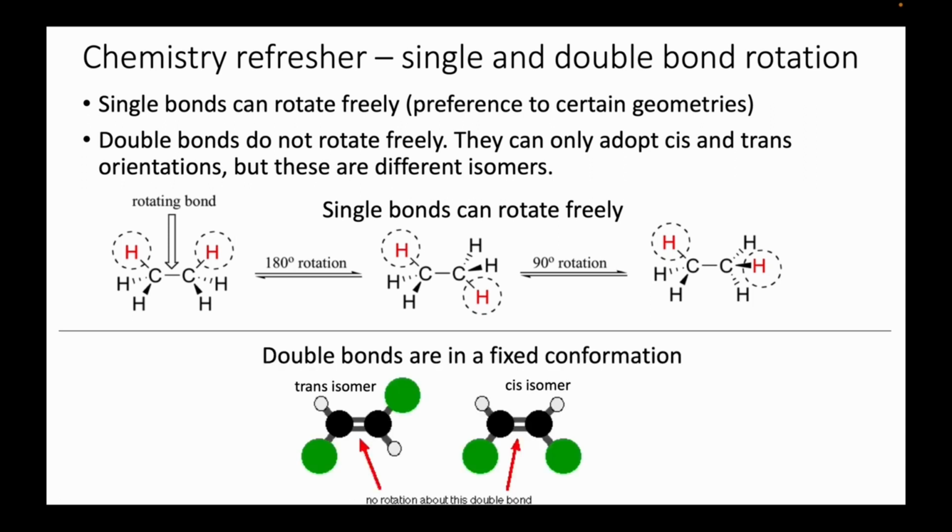Now that's in contrast to double bonds. Remember that double bonds do not rotate freely. They have two different isomers that they can adopt, but they're not rotating between those. So remember, the trans isomer is where larger groups are going to be on opposite sides, whereas the cis isomer means that the larger groups will be on the same side.